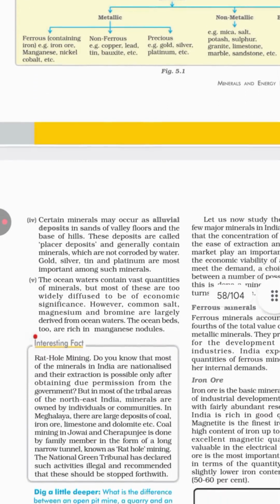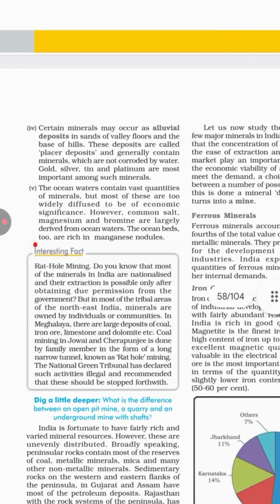Okay, now in India, in the Himalayan region, small children are encouraged to mine minerals, which is illegal. And what they do is, in the mountainside, small holes are made large enough for the child to crawl inside. That is called rat hole mining. Rat hole meaning just like a rat can creep inside.